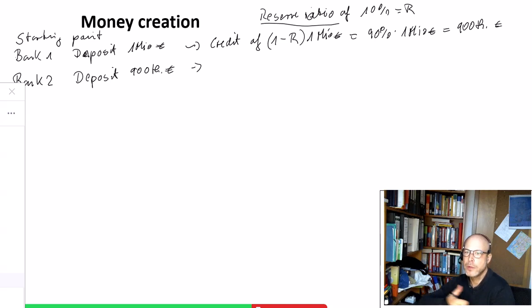Since we are now only online, you can also use the microphone. So in the second round, we have at bank 2 a deposit of 900,000 euros, the same reserve ratio. How much credit is this bank giving away?